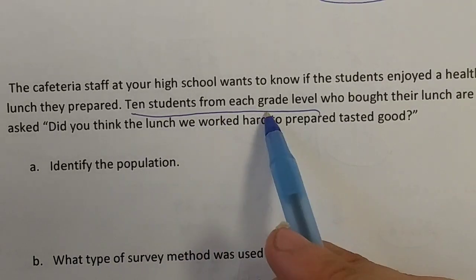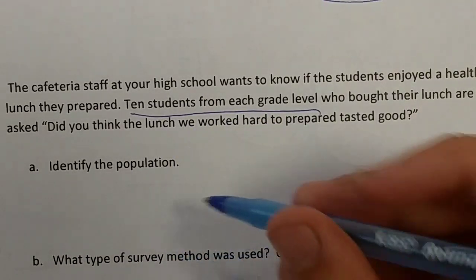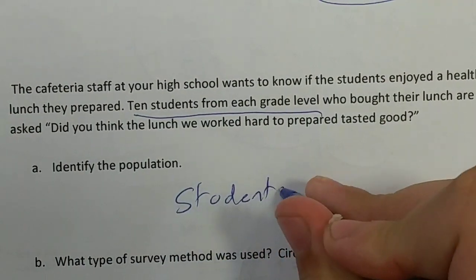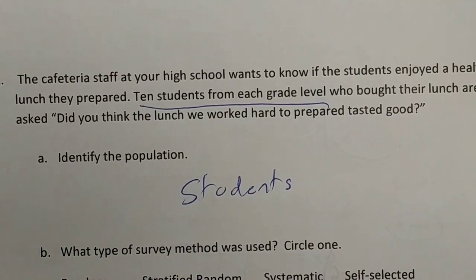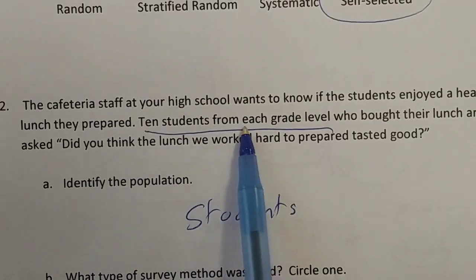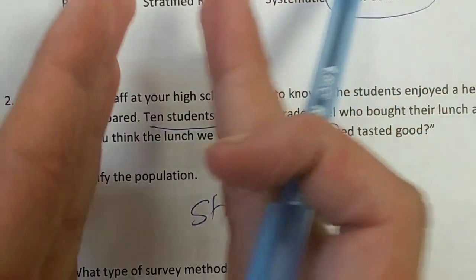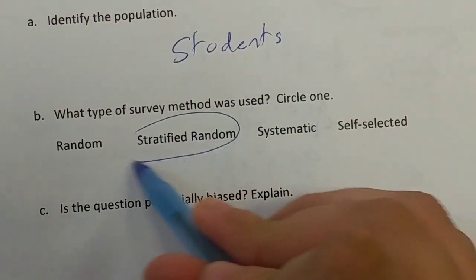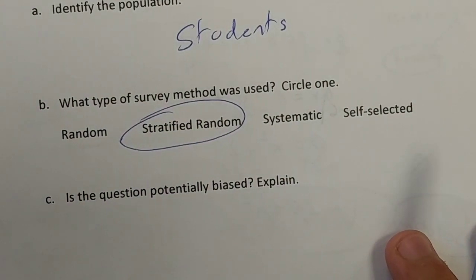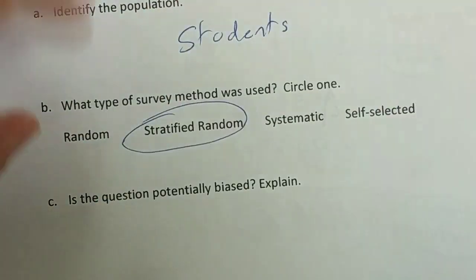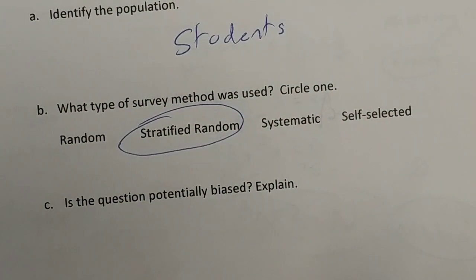Okay, so identify the population. The population I'm trying to learn about is the students in whatever particular school. That's the best answer. Now, 10 students from each grade. Because you broke it up per grade and then picked 10 people from each one, that is a stratified random sample.